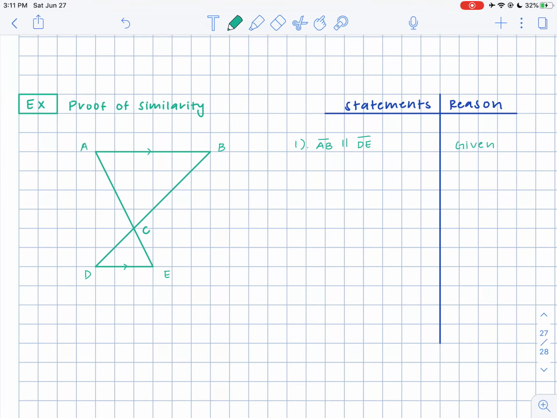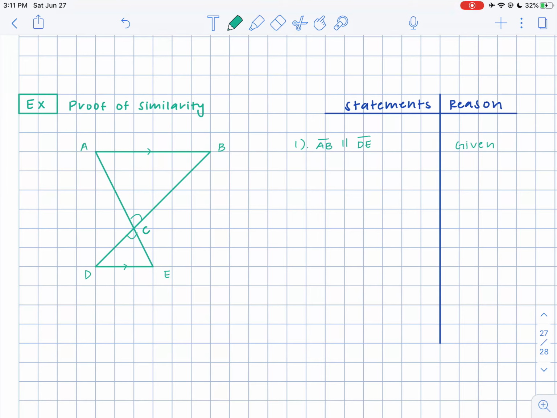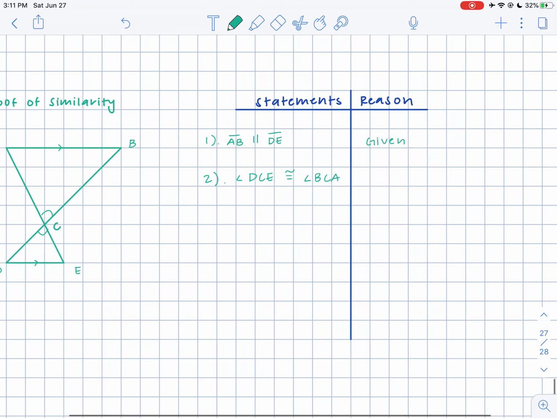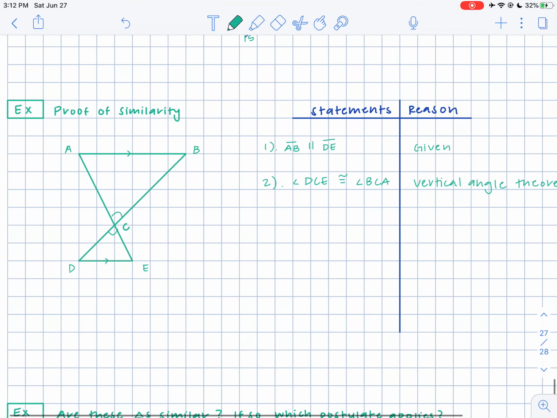Okay, what else do we know? Well, we know that angle DCE, this angle right here, is actually congruent to angle BCA. Now, how do we know that? Remember the vertical angle theorem. So we can write angle DCE is congruent to angle BCA. And the reason is the vertical angle theorem. Remember, the vertical angle theorem states that all pairs of vertical angles are congruent, and vertical angles are on opposite sides of each other.